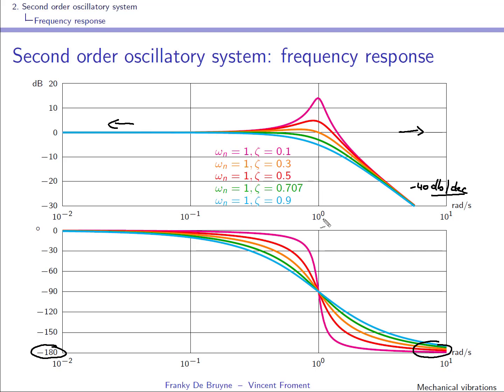So we can look here at the natural frequency, which is 1, and what is happening, and indeed you see that the phase shift is minus 90 degrees, and you see that when zeta here is decreasing, well, you have more and more amplification.